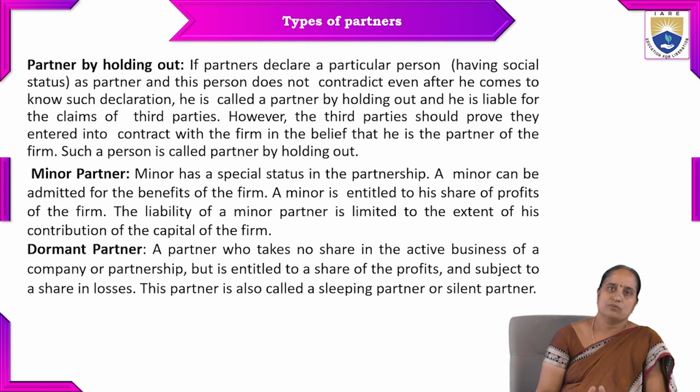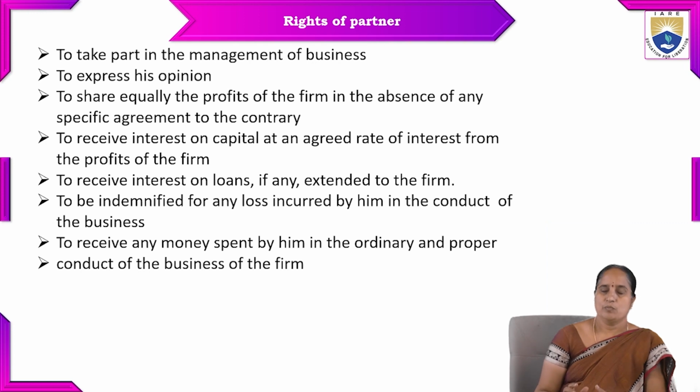And dormant partner is another one. So sometimes he is also known as sleeping partner. He is the partner who takes no share in the active business of a company or partnership, but is entitled to a share of profits and subject to share in losses. So that type of partner is known as dormant partner. So these are some of the partners.